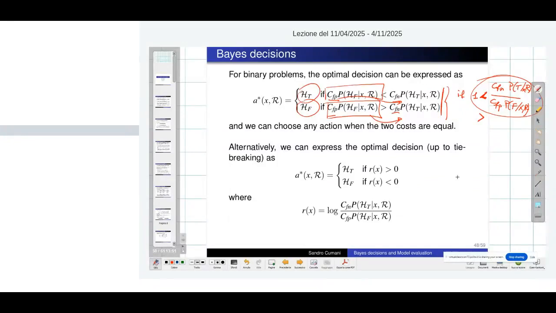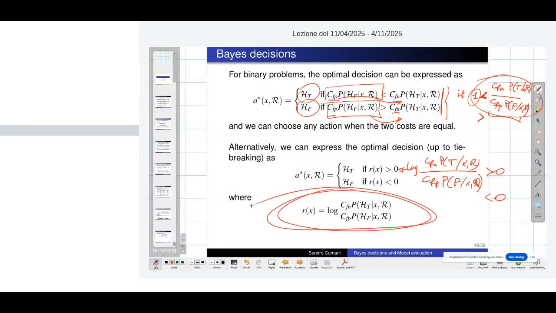Again, rather than working with ratios, we can take the log of both sides, which means that we will assign class true when the logarithm of this part is greater than 0. If this is lower than 0, we will assign label false. And if it's equal to 0, then you can decide any assignment. So essentially, we need to compute this term here, this ratio that looks similar to the ratio that we were computing before. It's a posterior ratio. Actually, it's the posterior ratio that we were computing before.